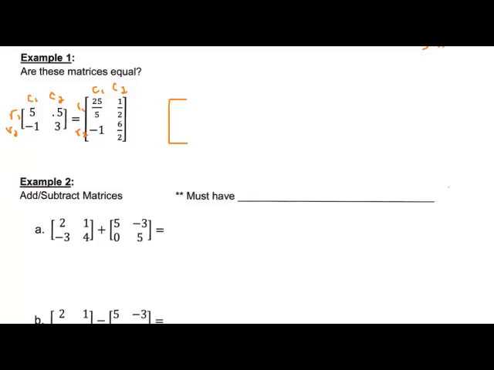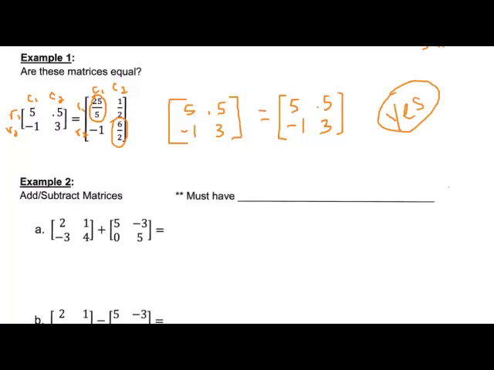So again, let's start with our first one. We have 5, .5, -1, and 3. Let's look at column 1, row 1 in our second matrix. We have 25 divided by 5, which we know is 5. We have 1/2, which we know is 0.5, -1, and then 6 divided by 2 we know is 3. So notice that every number in the corresponding spots is exactly the same, so these are equal matrices.